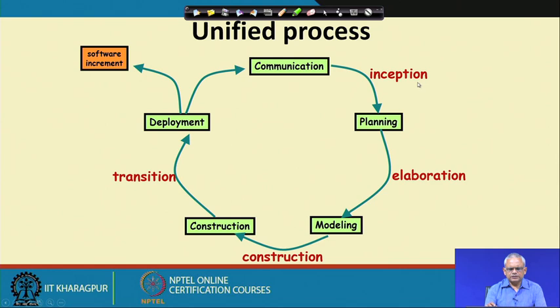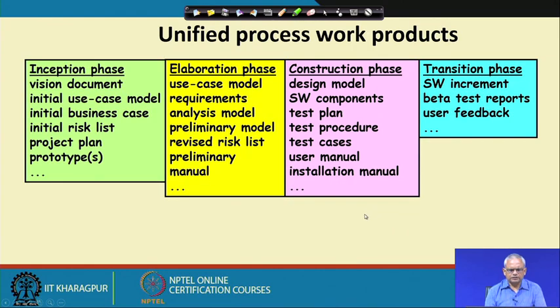In the inception phase, there is communication with the customer, the features are identified, and a plan is made about how to develop. During elaboration, the identified features are modeled, and finally, in construction the software is constructed, that is, developed, and during transition the software is deployed at the client side. But it is not as simple as that. We will see what exactly occurs. That was a much simpler model to understand.